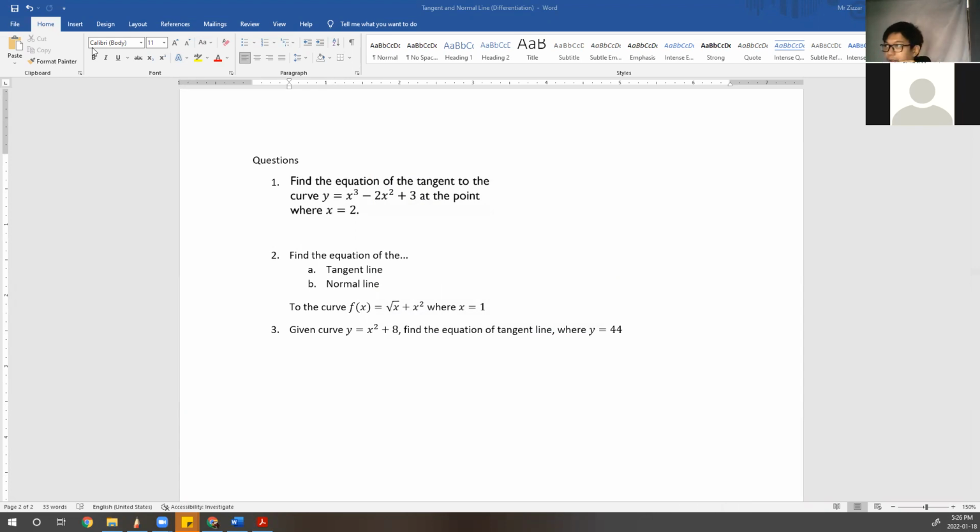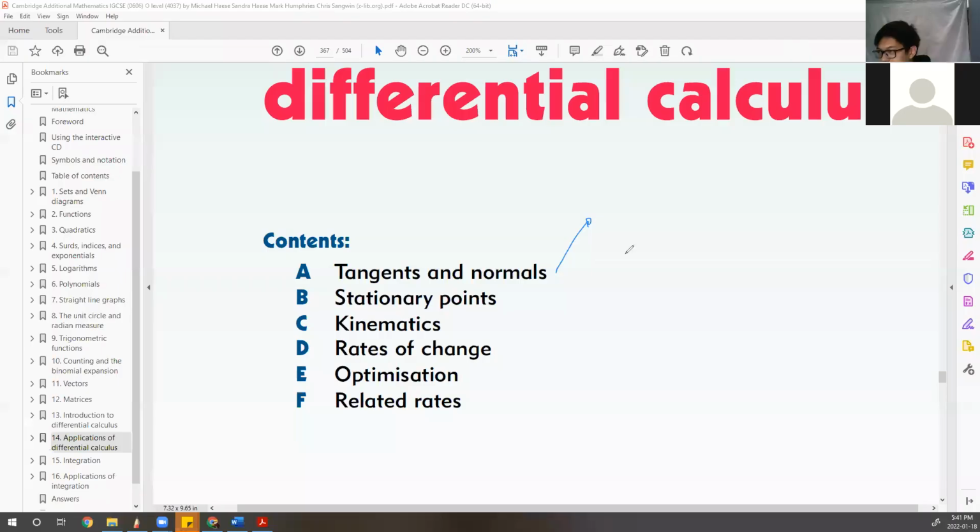Give me a moment. Okay, so tangent and normal are two different things, right? Remember, you did this already. Gradient of tangent is equal to -1 over gradient of normal, right? The negative reciprocal. And the gradient of normal is also the negative reciprocal of the gradient of tangent. Stationary point. What is stationary point? It is where dy/dx, or the gradient of the tangent, is equal to 0. Okay, we will do until this part first because I don't want to go too far. Kinematics, rates of change, optimization, and so on later. So the gradient of tangent equals 0.